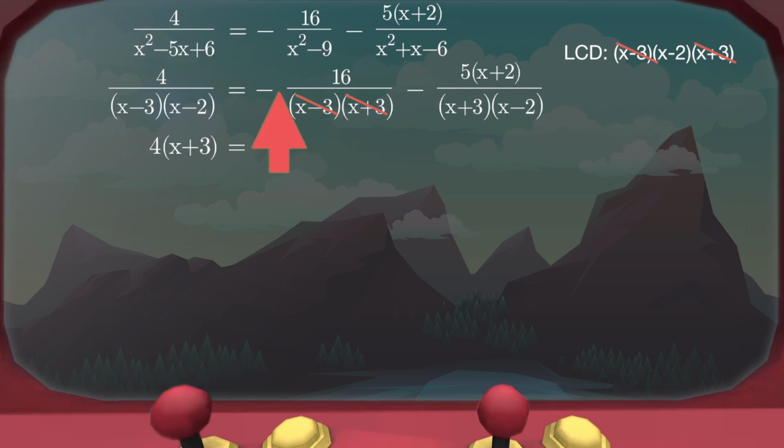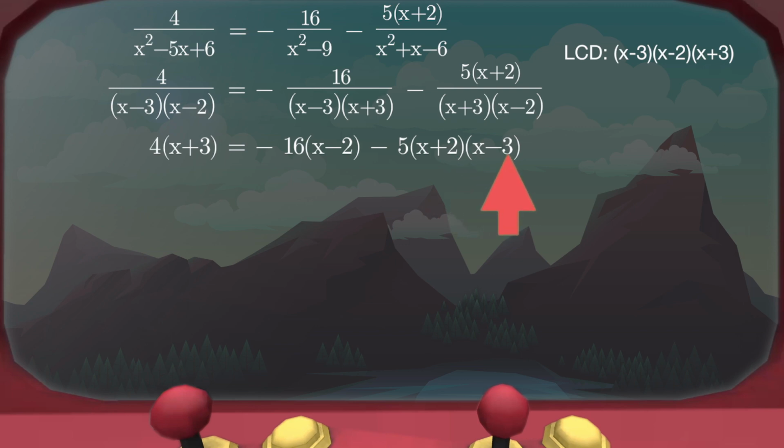So I'm going to take the minus 16 and multiply it with what was left, and that is x minus 2. Okay, brilliant. And then the third term, I'm going to take the LCD, divide it by the denominator, and what is left? x minus 3 is left. So then I'm going to take the minus 5 and x plus 2, and multiply it with the x minus 3. So I write that down, minus 5 and in brackets x plus 2 times x minus 3. And there we go.